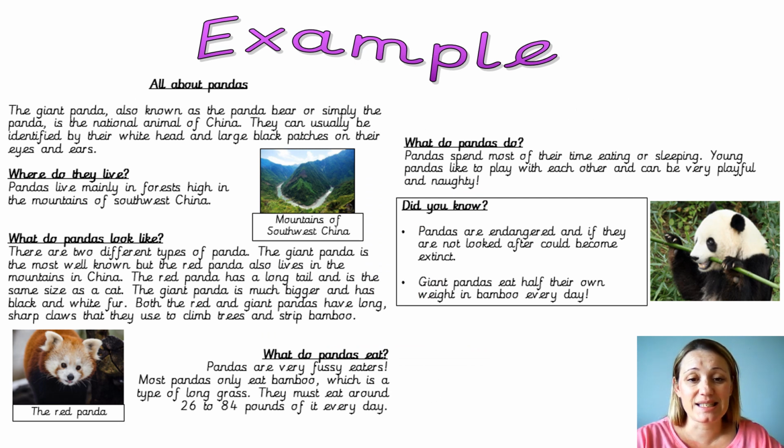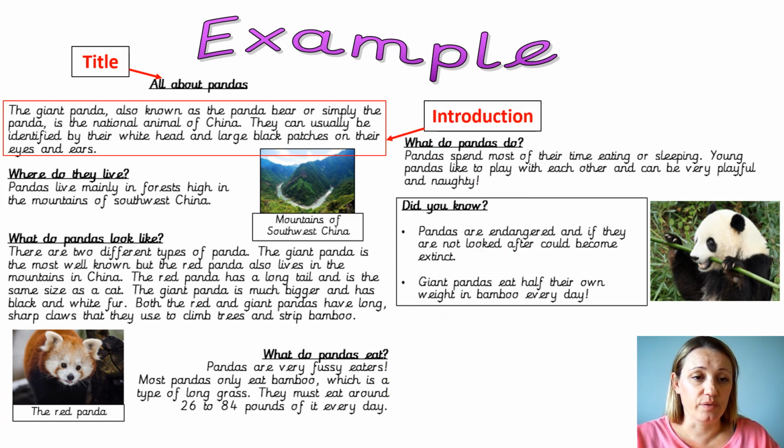So this is an example of all of what we've just said put together. Okay? So we have got the title. We've got the introduction. So if you look at that introduction, the giant panda, also known as the panda bear or simply the panda, is the national animal of China. They can usually be identified by their white head and large black patches on their eyes and ears. We've not gone into too much information because that's going to come later in our other paragraphs.